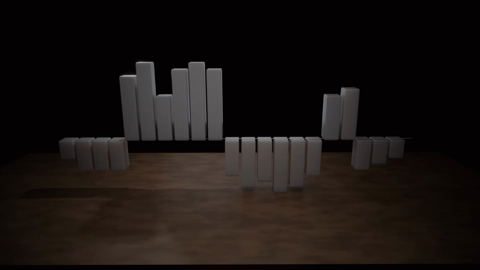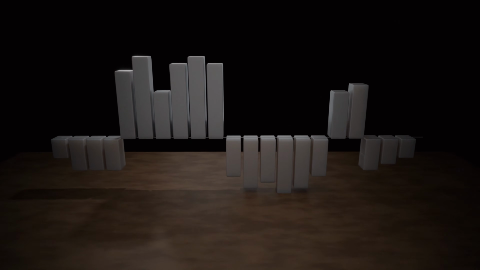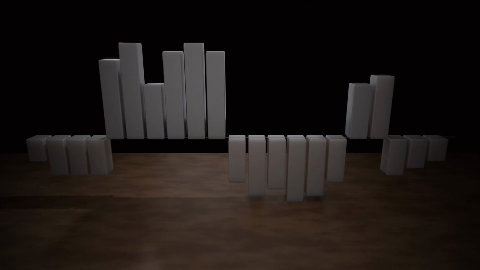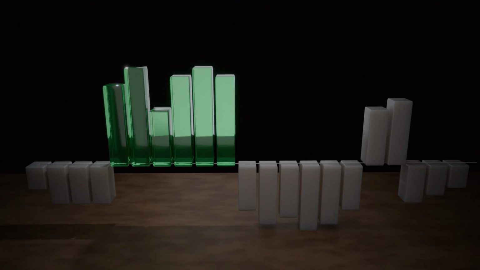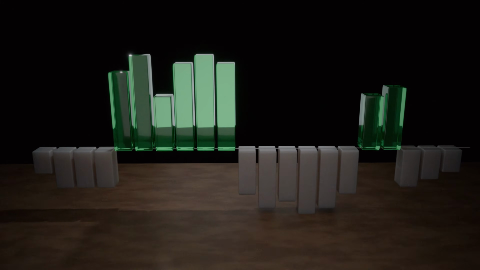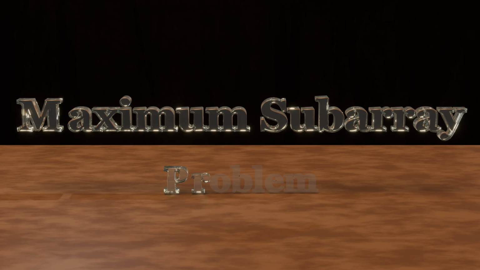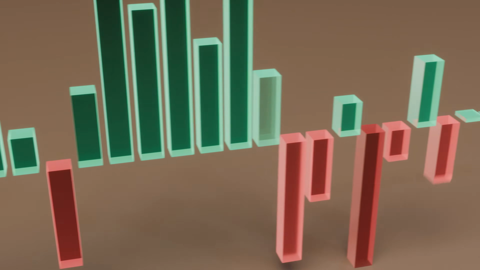Look at this, a sequence of values over time. Some days add, some days subtract. Our goal is simple today. Find the best consecutive stretch, not scattered peaks, one continuous run. This is the maximum subarray problem, and in this video, we'll solve it in two ways.